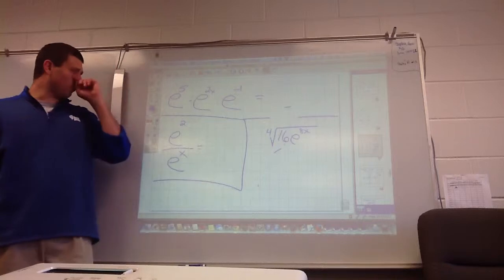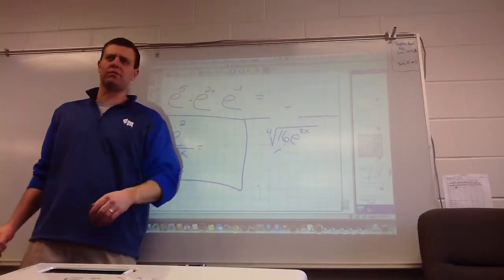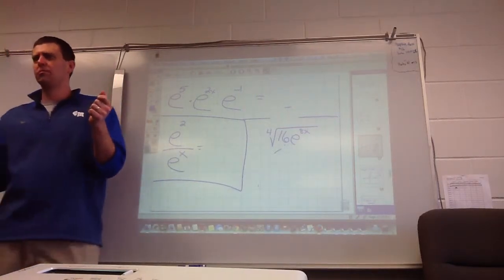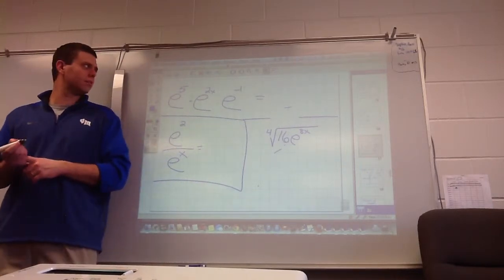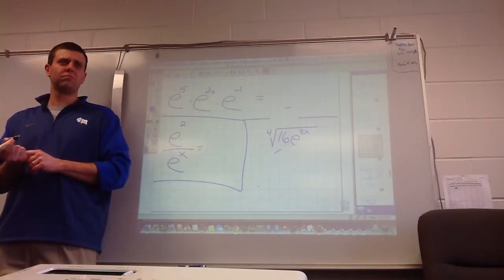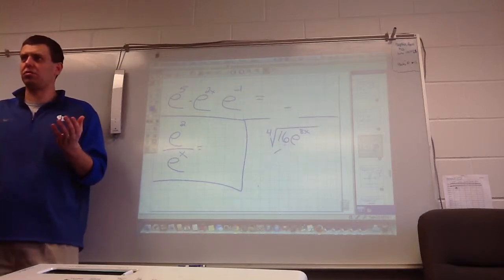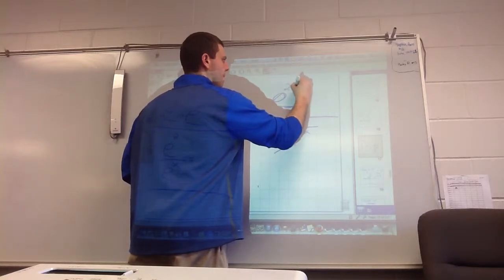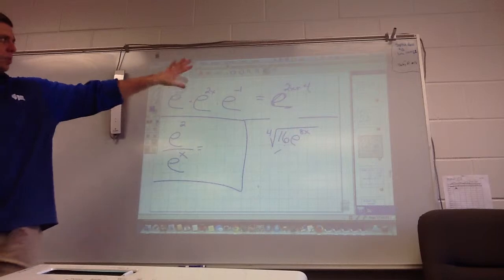Let's say I get a little more complicated. E to the 5th times e to the 2x times e to the negative 1. Everything's just being multiplied together, so we still do what to the exponents? Add them. 5 plus 2x plus negative 1. What do you get? E to the 2x plus 4. They're not like terms, can't combine them, so you just write e to the 2x plus 4, or 4 plus 2x, I don't care.